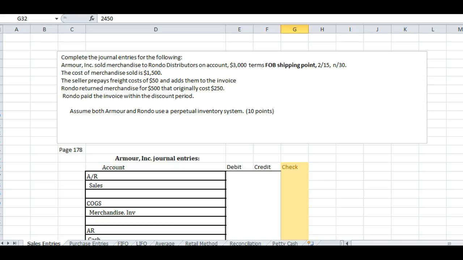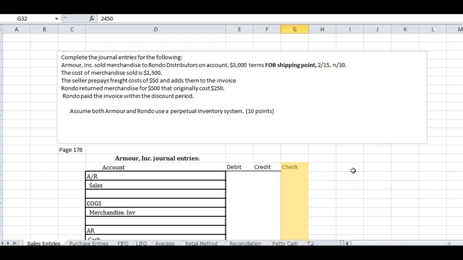Okay, here we are. We're going to do sales entries and purchases together. We're going to do average inventory together. Then I'm going to do the retail method, and then we'll look at the other two, reconciliation and petty cash. So you're going to have about 6 videos here. That's just so that if you only need to look at one, you don't have to look at the whole thing. So now change numbers.